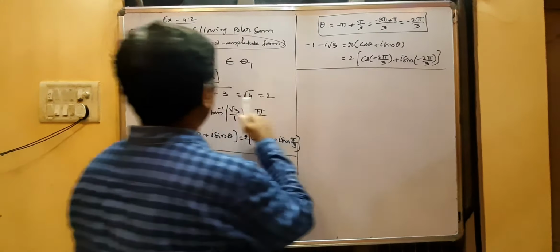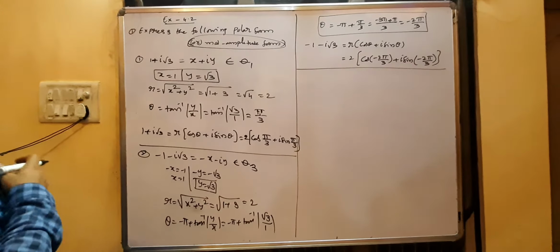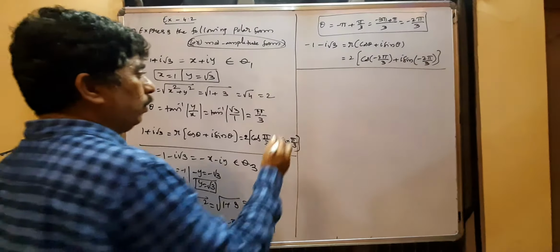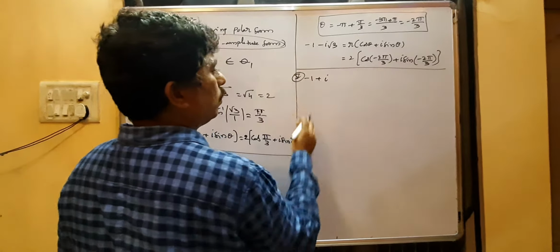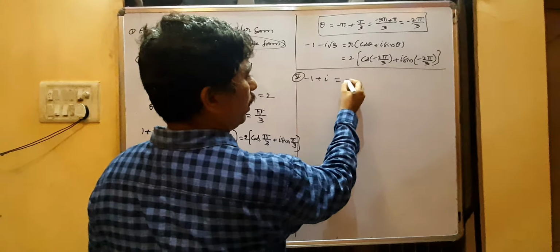First coordinate, one problem I explained. Third coordinate, one problem I explained. Now for the second coordinate and fourth coordinate, I will explain the problems. Next, minus 1 plus i. X value negative, y value positive. That means it belongs to the second quadrant.